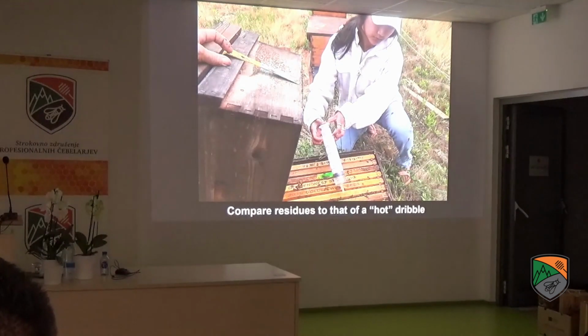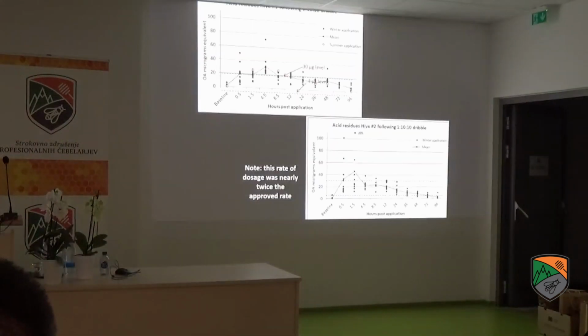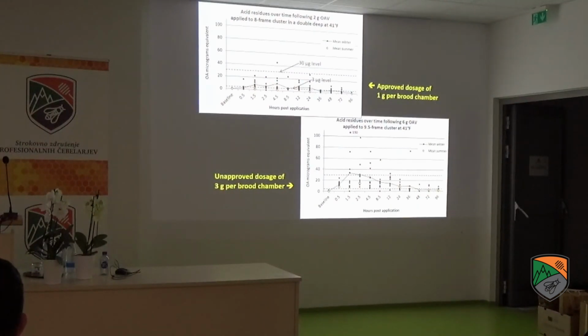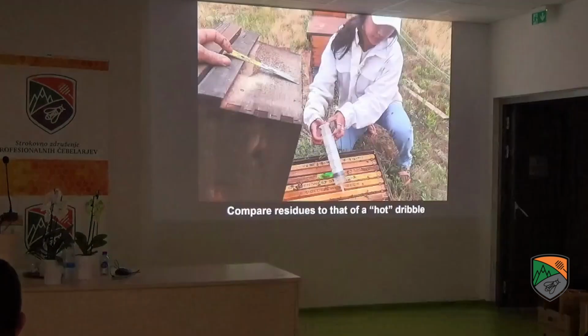Okay, so now let's compare it to a dribble. Now instead of 2 different doses, I applied to 2 side-by-side hives, strong clusters, side by side, the same dribble. And you see, they're similar, but one hive has slightly higher levels than the other, not a whole lot. And compared to back here, you see how we're getting down here by 24 hours? We're pretty low with the vaporizations.